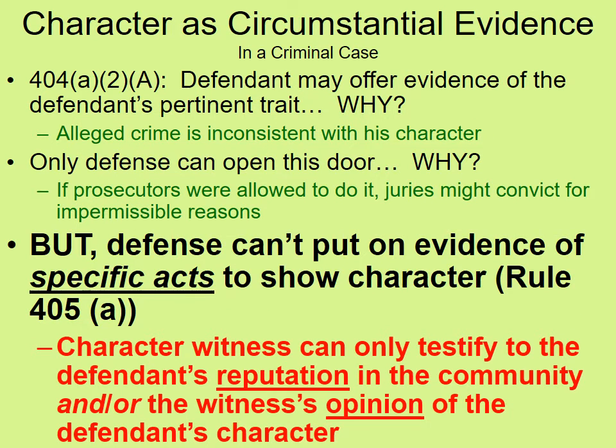Now, we need to look at Rule 405A because that sets forth the rules about what kind of evidence a defendant can put on to try to show his good character. Again, the rule here is that the defendant can't put on evidence about specific acts he's done in the past to show his good character. So the rule now in modern times under our federal rules is that character can be proven by a character witness testifying about the criminal defendant's reputation in the community for that character trait, or about the witness's opinion of the defendant's character.